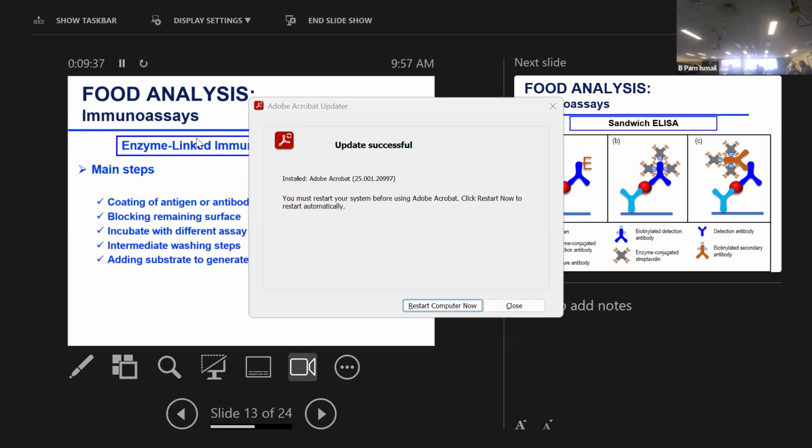We want all of the surface to be covered by non-reactive protein so that we don't have non-specific interaction with the antibody. So we block with a non-specific protein. Then we wash. After every step, there is a wash, so anything not bound, we wash it off. Usually plate readers have a washer specific for this kind of method.